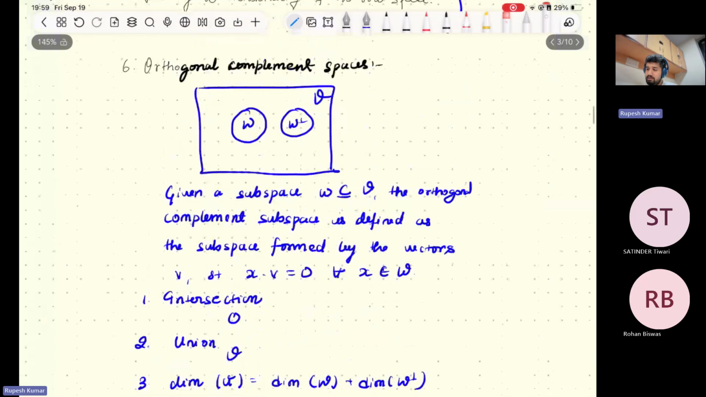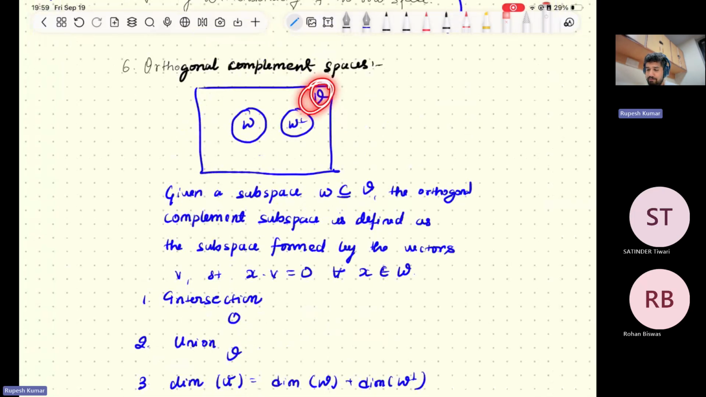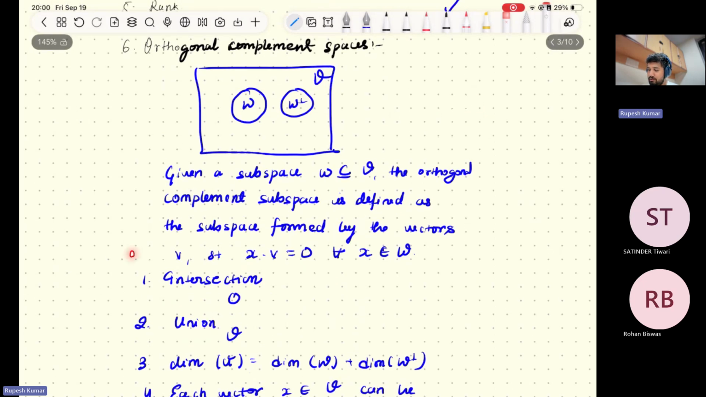So let's say you have a set V. Can you see this set V in this Venn diagram? In this vector space, the set of all the vectors, you have two different vector spaces. One is W and one is W perpendicular, which is the orthogonal complement subspace. The definition of W perpendicular is x dot v has to be 0 for all x belonging to W, and v belongs to V.